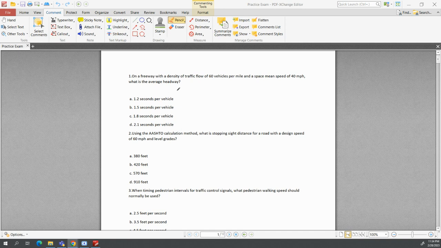The first question says: on a freeway with a density of traffic flow of 60 vehicles per mile and a space mean speed of 40 miles per hour, what is the average headway? So it's given that density is 60 vehicles per mile, and the space mean speed, S, is 40 miles per hour. First we need to find out what the flow is.